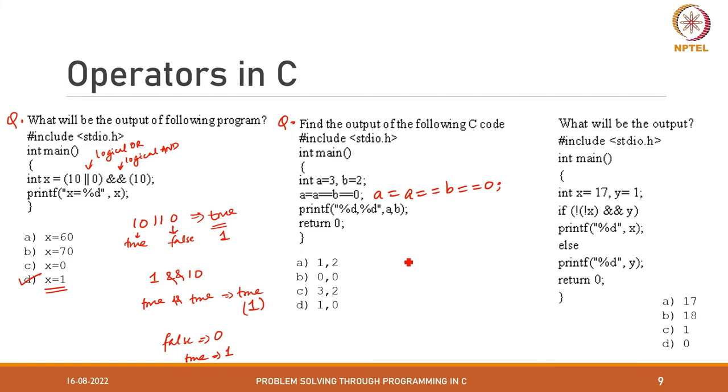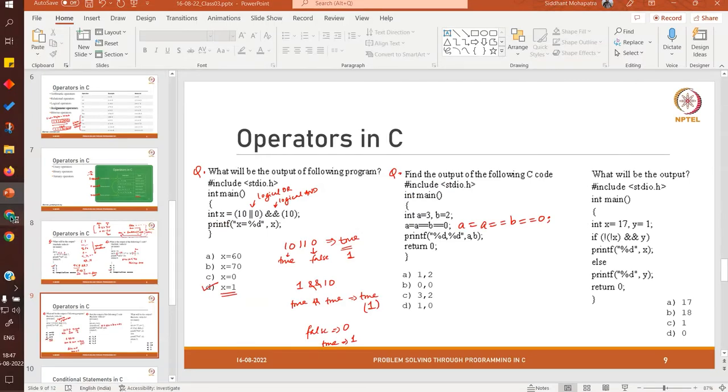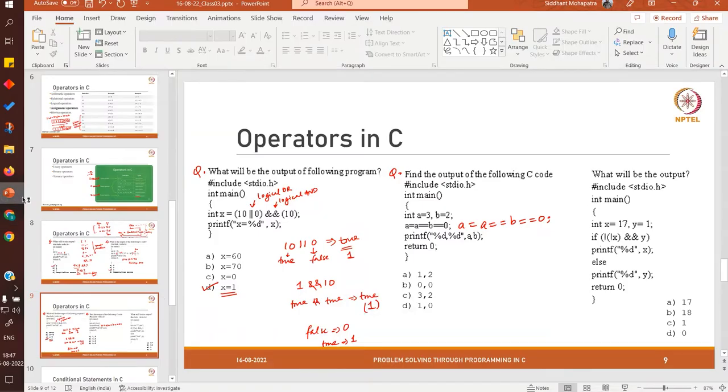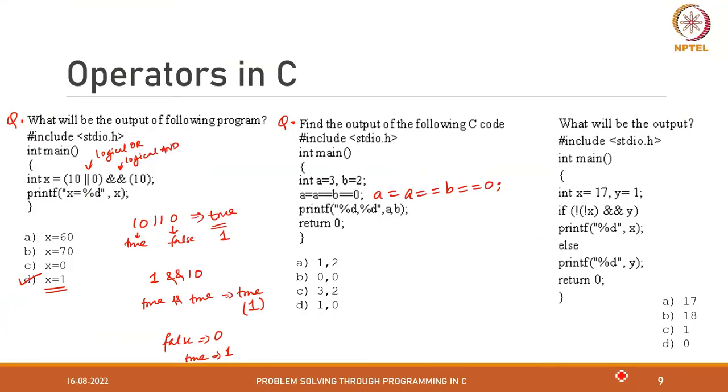Okay. And anyone else? Okay, some people are saying 0, 0. Well, let's see. So what kind of operator is this? This is also a relational operator, right? In the same class as less than, greater than, equal to, not equal to. So it's a relational operator.